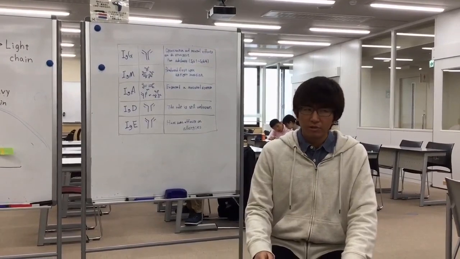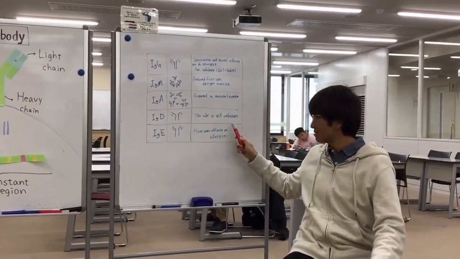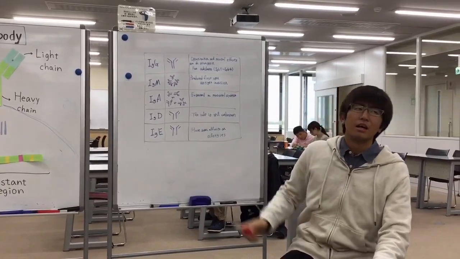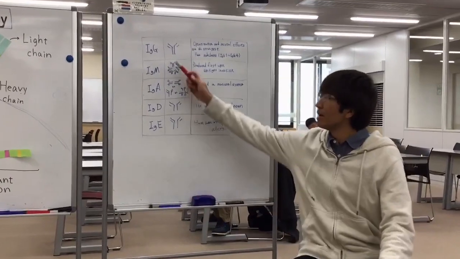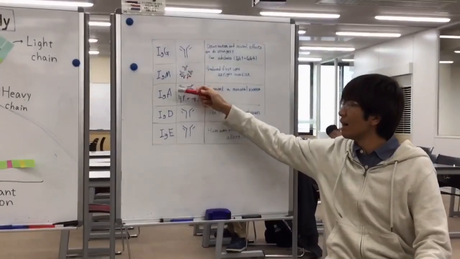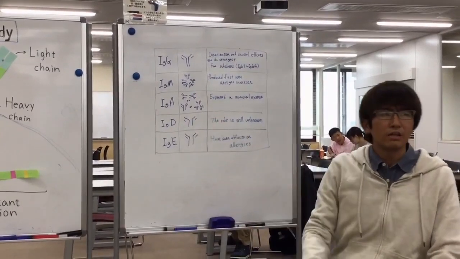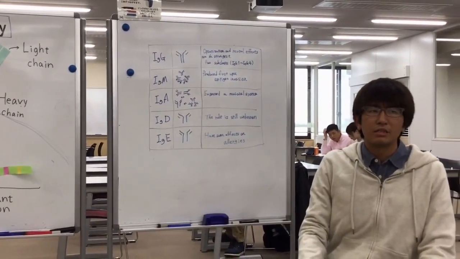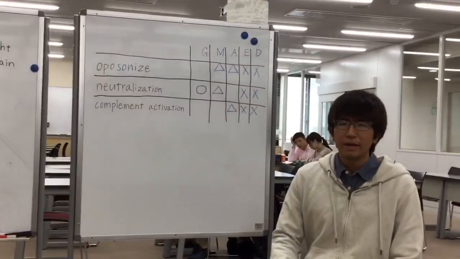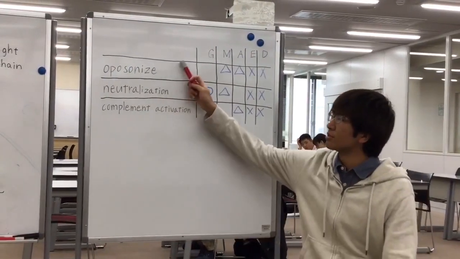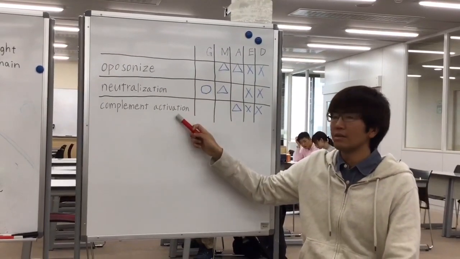IG is a body of the human and divided into 5 classes. The names of the classes are G, M, A, D, and E. And each of these 5 types has their own functions, like this. 3 main functions are opsonization, neutralization, complement activation.